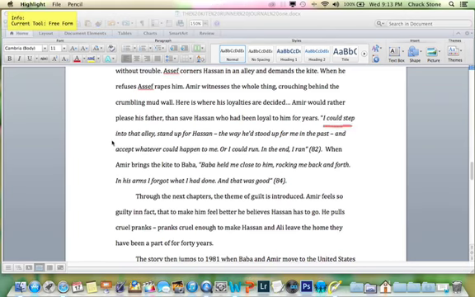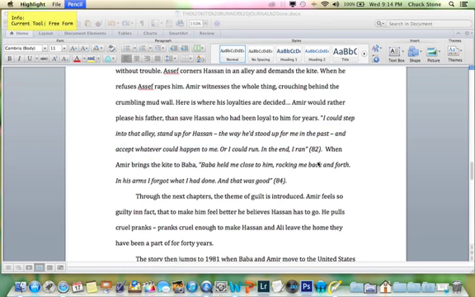"I could step into that alley, stand up for Hassan the way that he had stood up for me in the past, and accept whatever happened to me, or I could run. In the end, I ran." Okay? Notice the in-text citation here. Since it's citing only from one source, from The Kite Runner, correctly using simply the page number. You don't put page 82, simply put in parentheses 82, that denotes the page number, and after the close parenthesis, then you have the period ending the sentence.